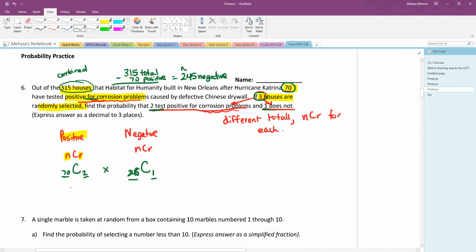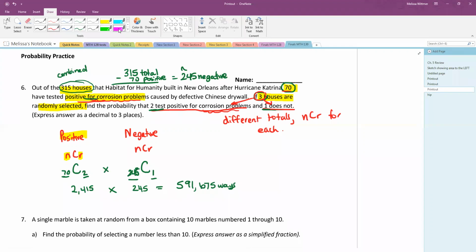And this is where I don't want to use the formula and show the work. I'm just going to type this directly in my calculator. So 70C2 is 2,415 ways. 245C1 is 245. Find that product, and this will give you the number of ways that you can pick that specific combination of houses. So this equals a product of 591,675 ways. Okay, so normally we would stop there. That's the number of ways we can pick these houses.